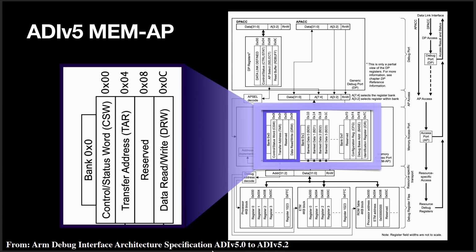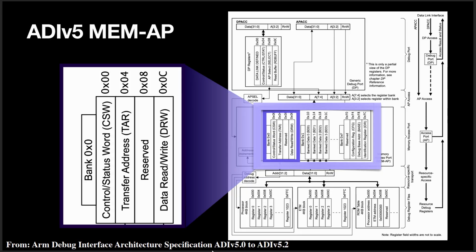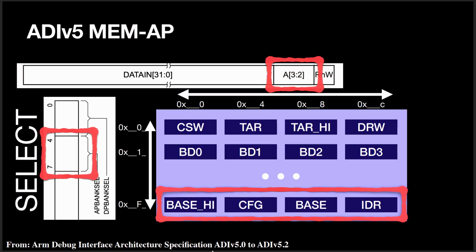And so what I'm going to do is take this purple box and turn it on its side and zoom into it a little bit to get a better idea of what's going on. This is what it looks like here. So you can see the same CSW, TAR, DRW, just rotated on its side to make it easier. What this AP bank cell does is it moves the red box up and down. So it selects the bank, which one of these 4 registers we want to access.